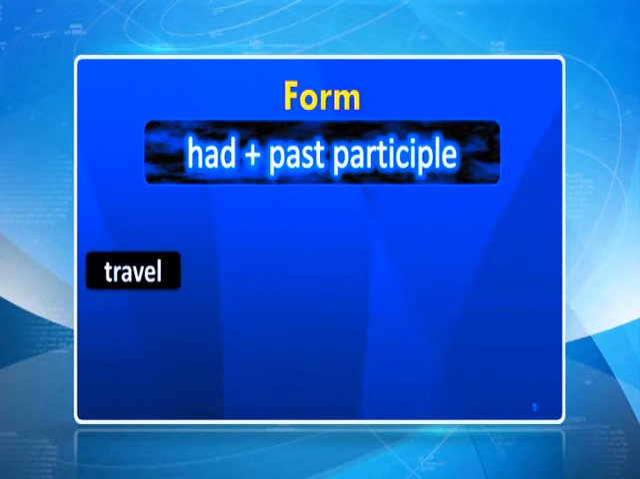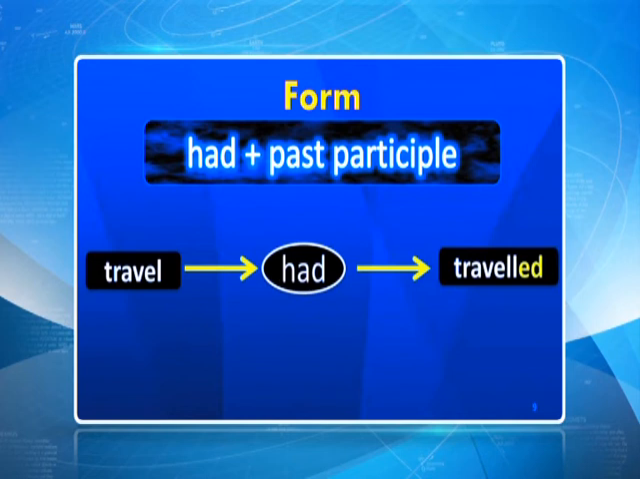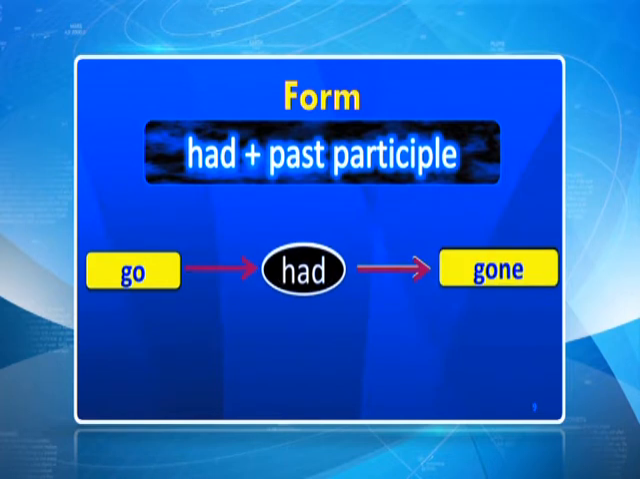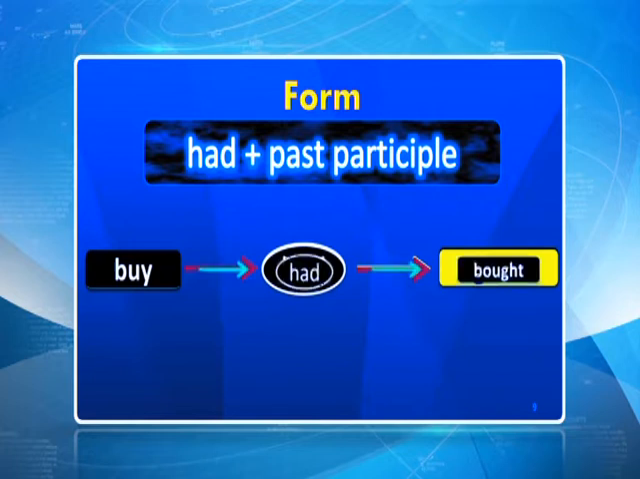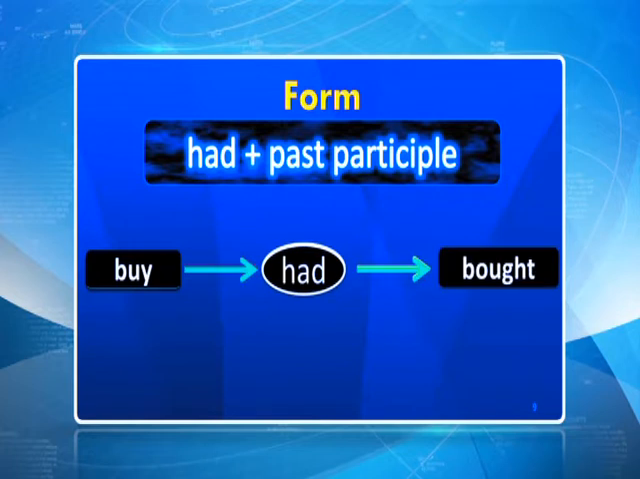Let's practice a little bit. Travel, let's put travel in the past perfect. So we have to use had traveled. Then we have the verb go. So it's had gone. Very good. So we have had plus the past participle of the verb go. Then we have the verb buy in the past perfect. So we have to stick to the rule here. Had plus the past participle of buy.